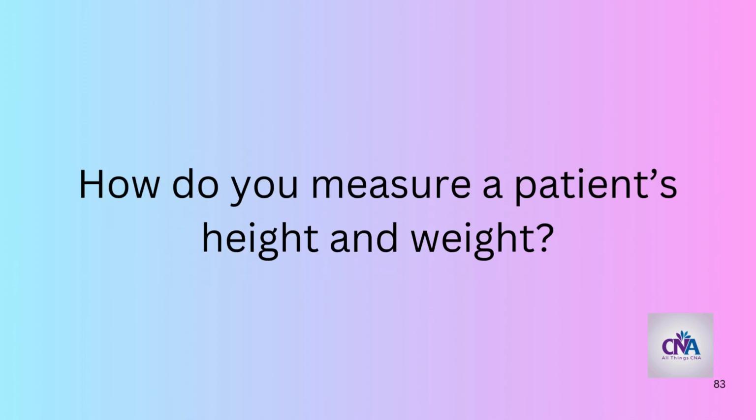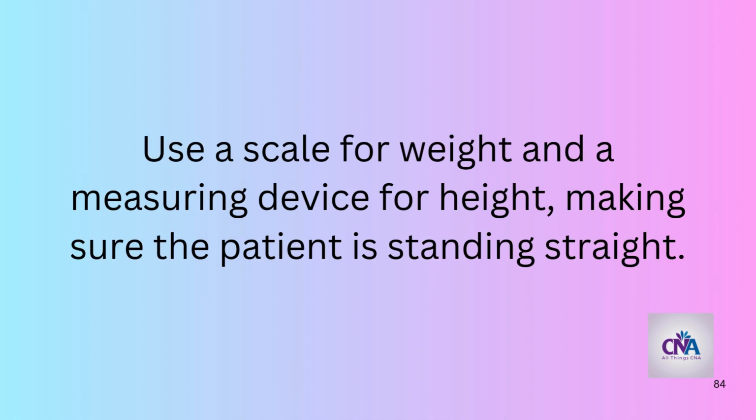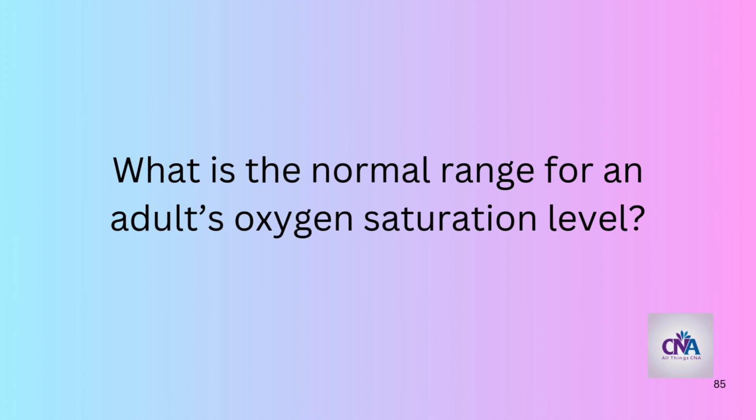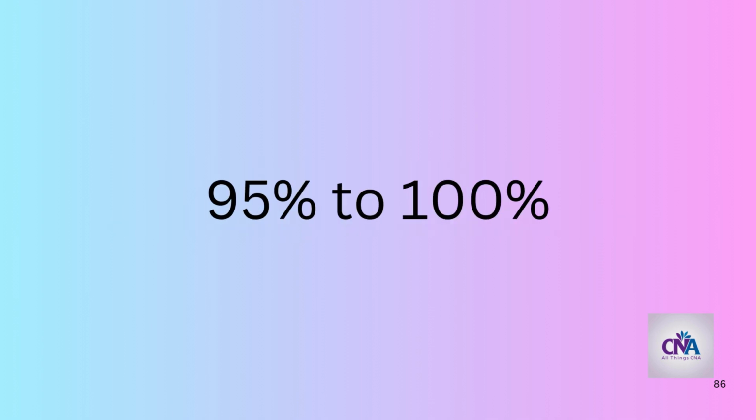Question: how do you measure a patient's height and weight? Answer: use a scale for weight and a measuring device for height, making sure the patient is standing straight. Question: what is the normal range for an adult's oxygen saturation level? Answer: 95% to 100%.